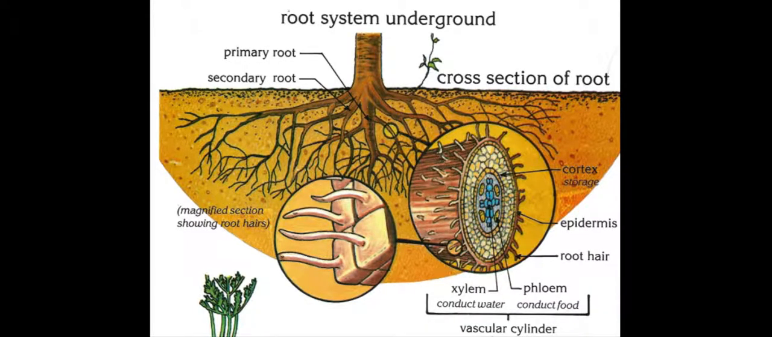Here's another way of looking at it. This is a cross section, and when you look at the cross section here, you can see the root hairs on the epidermis on the outside. Then as you get inside, you see the cortex where there is storage of food if the plant chooses to store its food in those roots. And then of course in the middle is where you have the vascular cylinders.